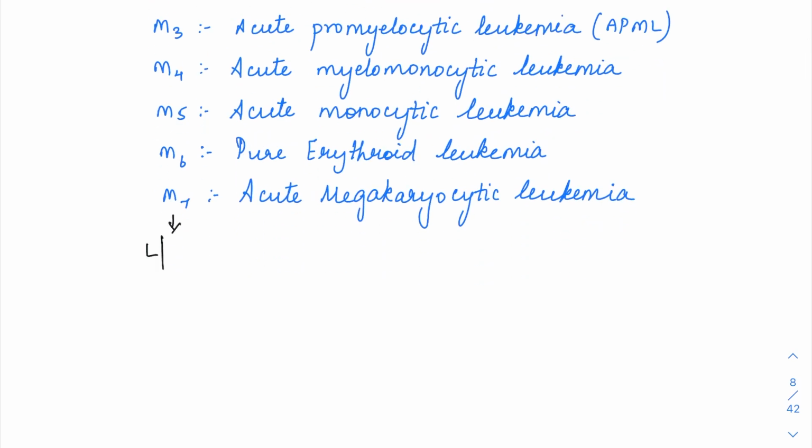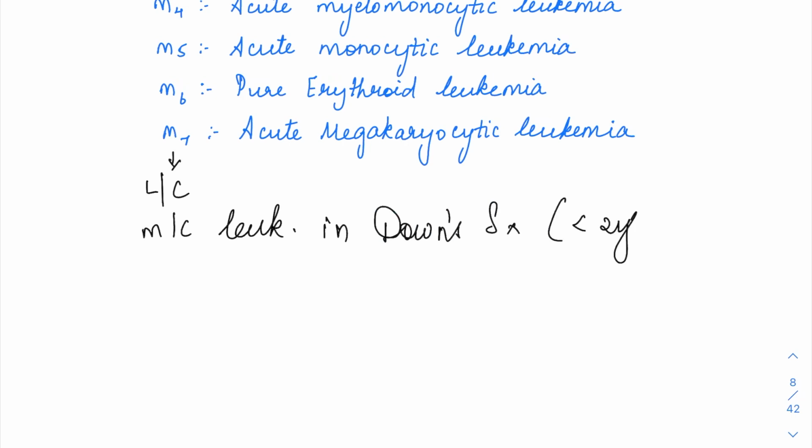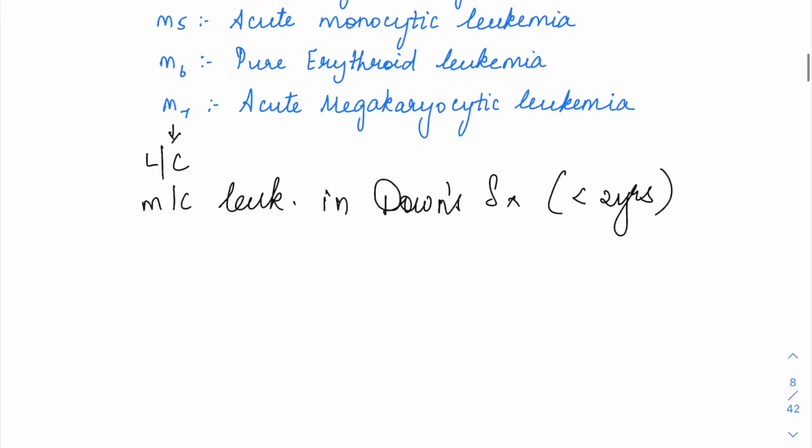In this, M7 is the least common, but it is the most common leukemia associated with Down syndrome in the age group of less than 2 years only. In general, in children less than 2 years, if it is not ALL, it is AML M7.